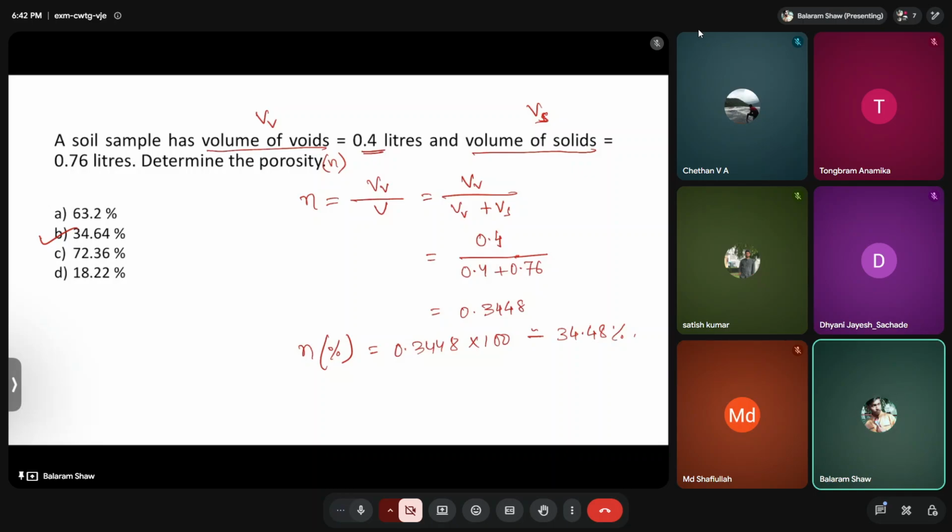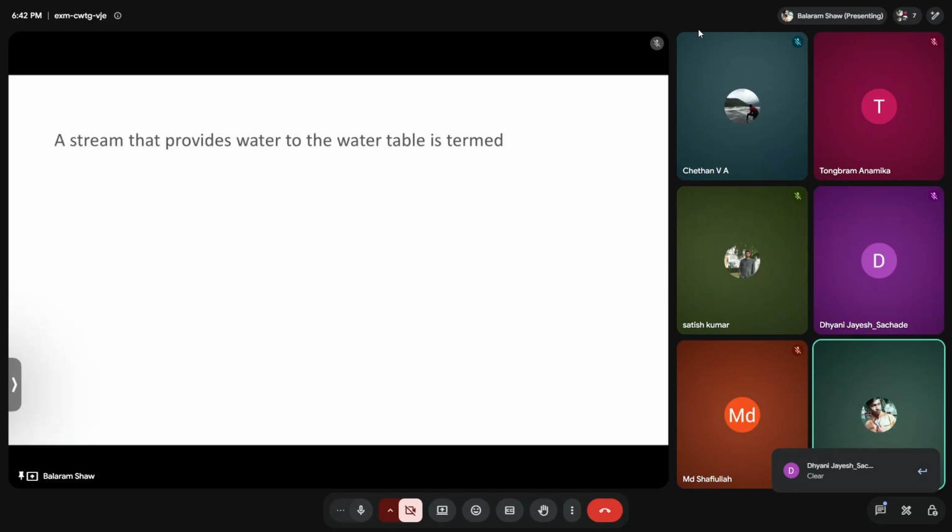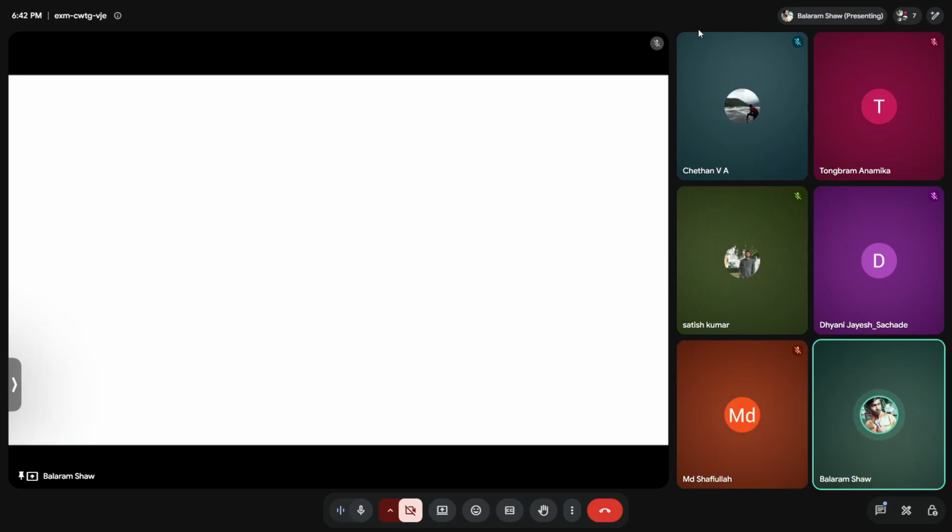Is it clear? If you have any doubt, you can ask. You can switch on the audio also if it is fine. So the correct answer is B. Clear, right? Okay, so we'll move to the next part.